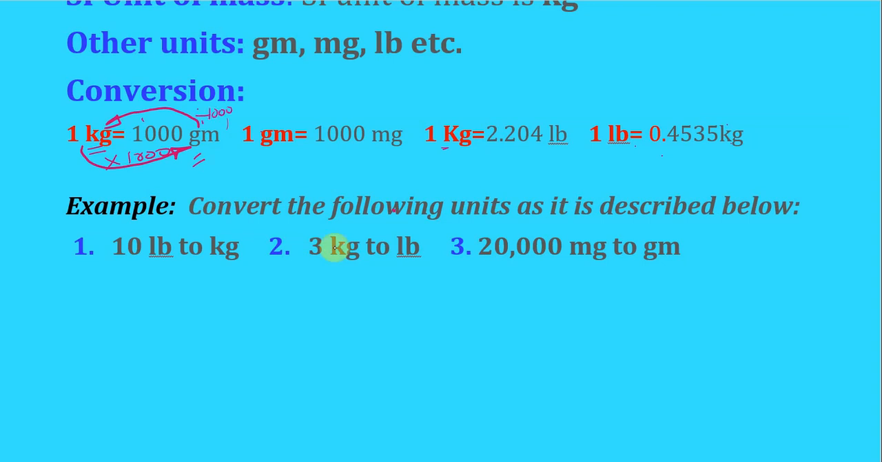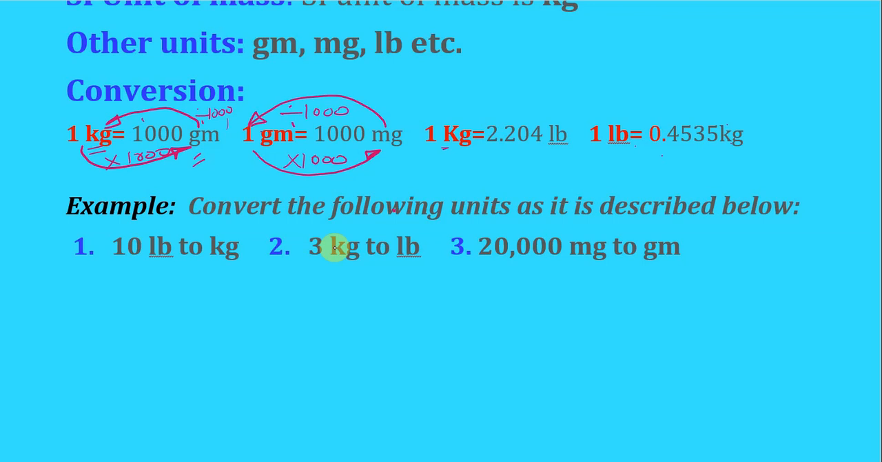Other conversion, 1 gram is equal to 1000 milligram. So whenever you want to convert gram into milligram, from larger unit to a smaller unit, in this case you have to multiply it by 1000. But if you want to convert milligram into gram, then you have to divide, because you are converting a smaller unit into the larger unit.